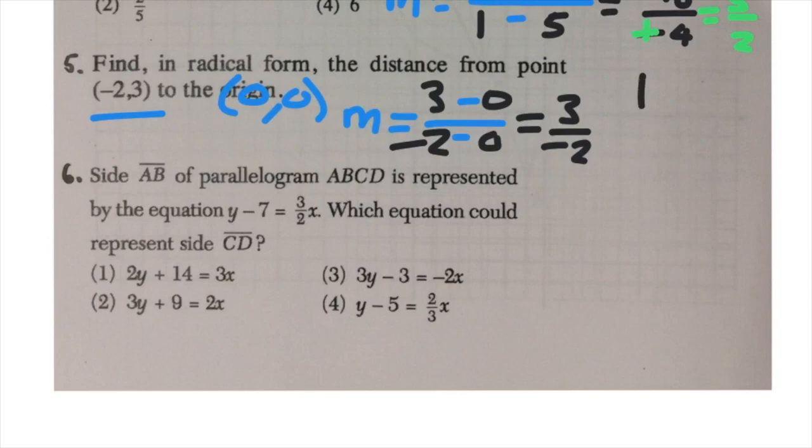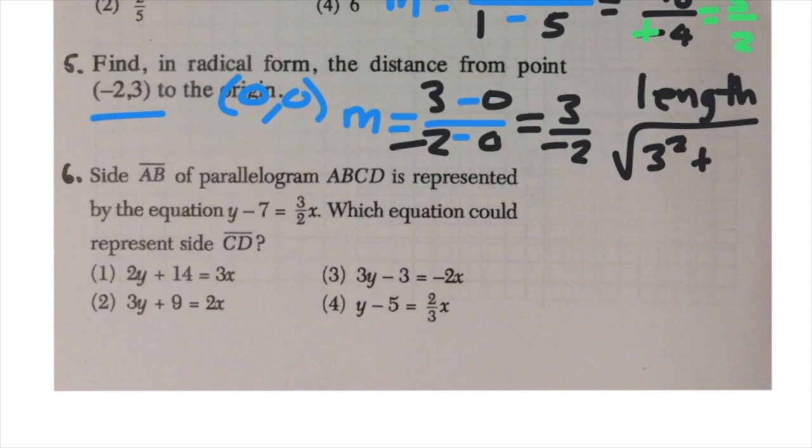That means that the length, if you remember our shortcut with the Pythagorean theorem, our length would be 3 squared plus 2 squared square rooted. So 9 plus 4 is 13. So radical 13 would be the answer. Of course, graphing it on a sheet of graph paper could help you actually feel more confident with your answer.